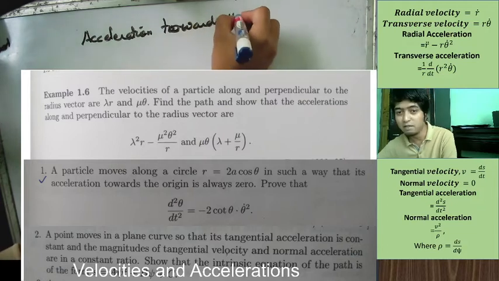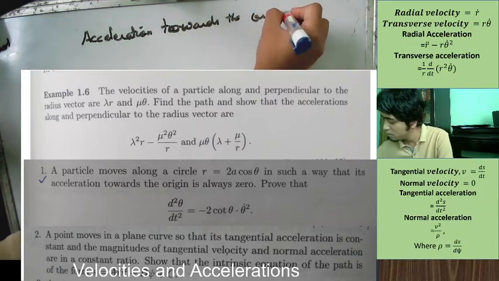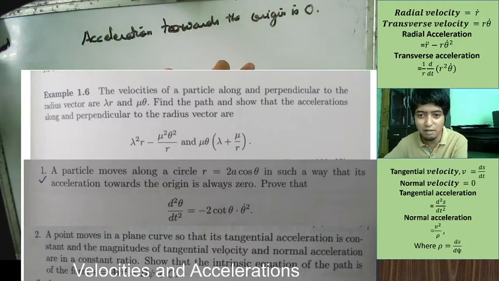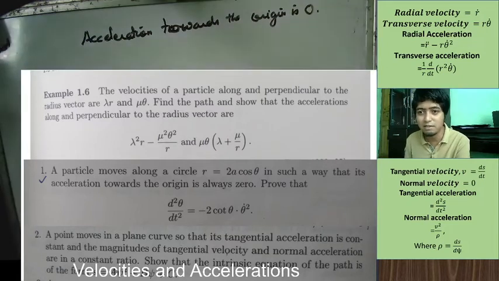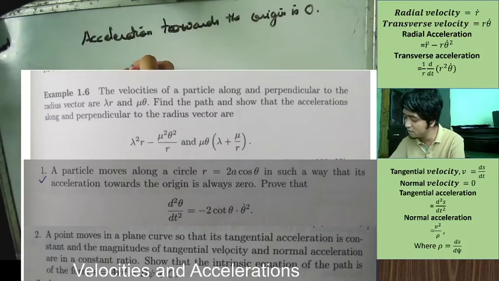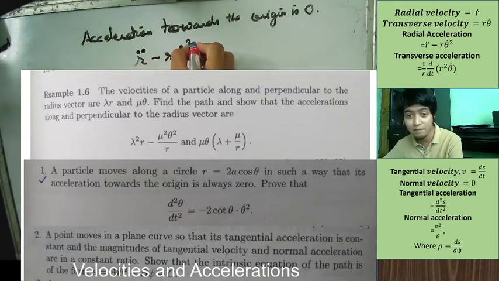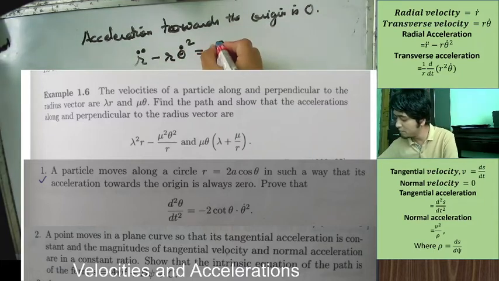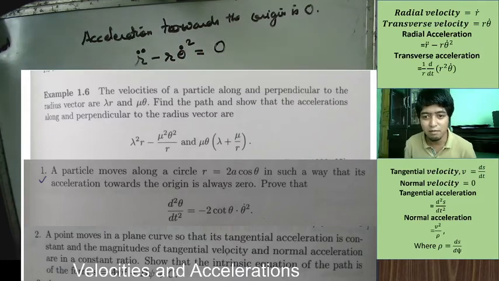Towards the origin is 0. Okay, the origin can be treated as the pole. So that is why the radial acceleration will be 0. If you are not seeing the formula above, the radial acceleration is r double dot minus r theta dot square. Sorry, it's always 0. Okay, so this is what we are having.